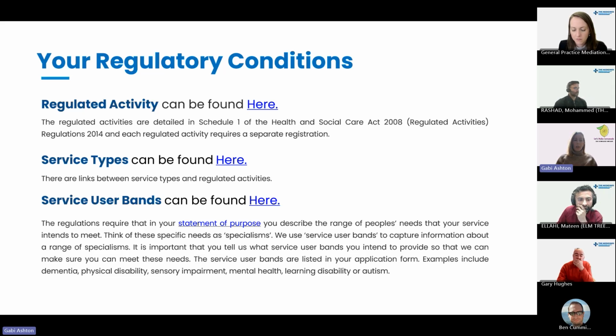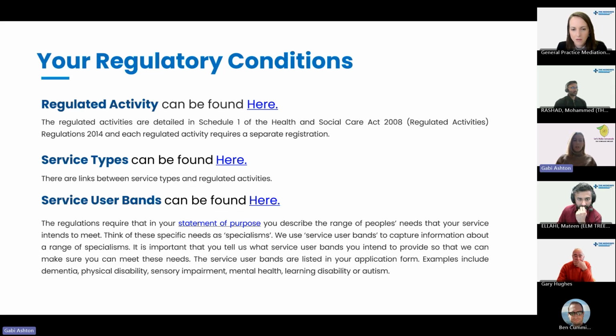So you need to cover your regulated activity. For healthcare providers, you'll probably be familiar with the 2 key ones, which are treatment of disease, disorder and injury, and diagnostics and screening. But there are others such as family planning, surgical procedures, or if you're specialising in slimming clinics or slimming services, that you may also need to think about. So there's lots of information on the CQC website, but you do need to get your regulated activities correct.